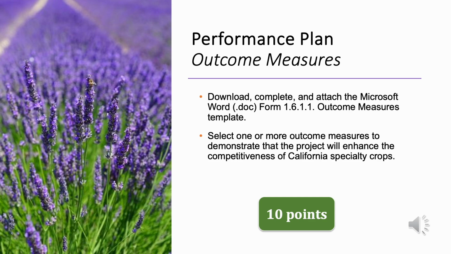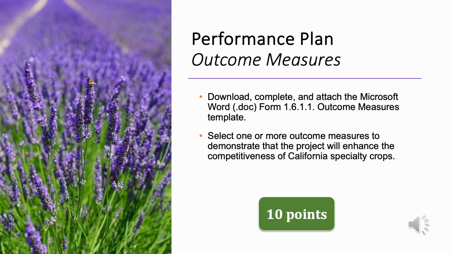Next is where the project outcome measures are selected. You won't select or provide information regarding the outcome measures in FAST. Instead, download and save the Microsoft Word form 1.6.11, also known as the outcome measures template, to your computer. Open the saved document, fill in your information, save it again, and then upload the completed Word document in the Attachments tab. After you've uploaded it, we recommend that you open the document in FAST to confirm that it's correct.